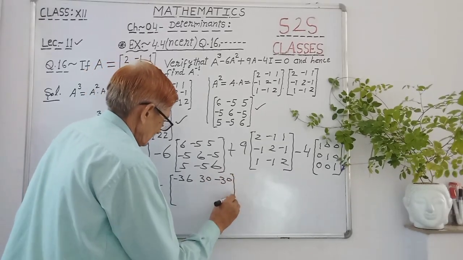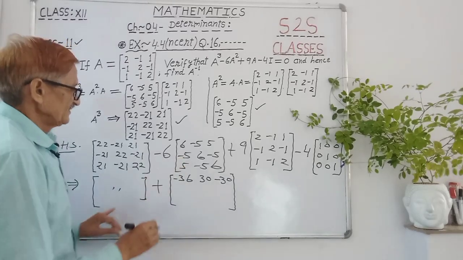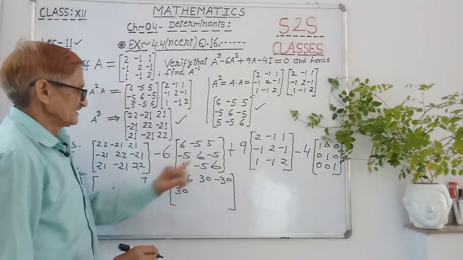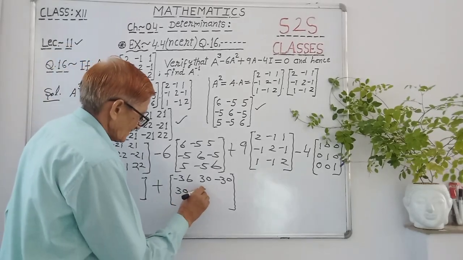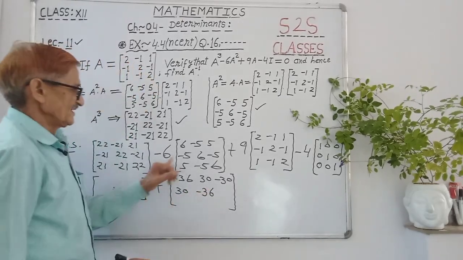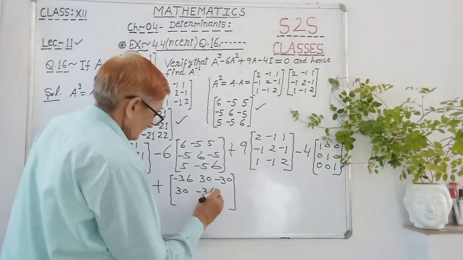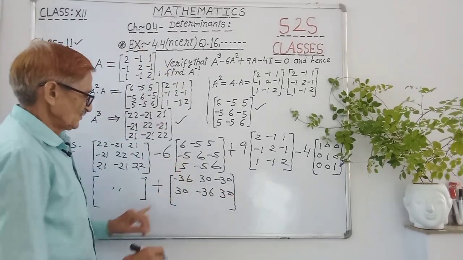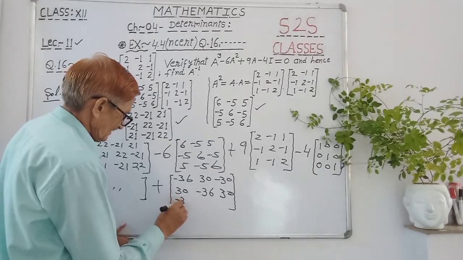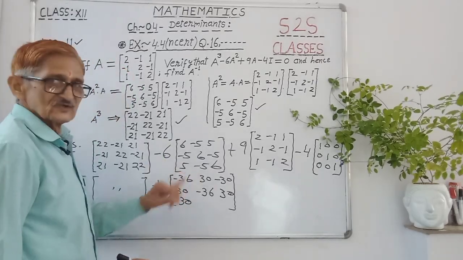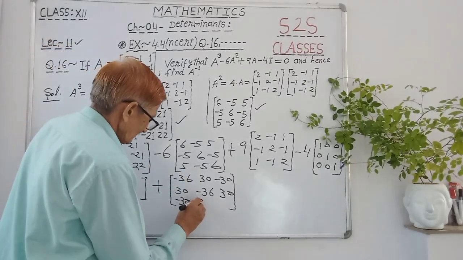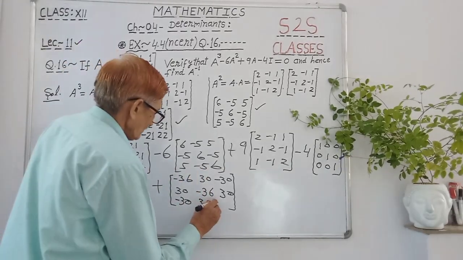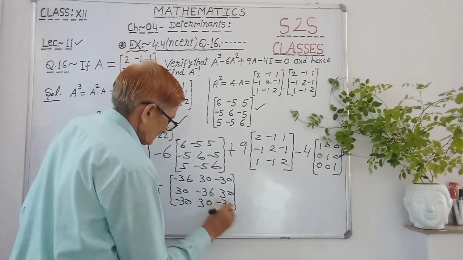Okay, then 6 5 are 30, plus 30. फिर minus 6 into 6, minus 36, minus 6 into minus 5, plus 30, then minus 6 into 5, minus 30, minus 6 into minus 5, plus 30, and minus 6 into 6, minus 36.